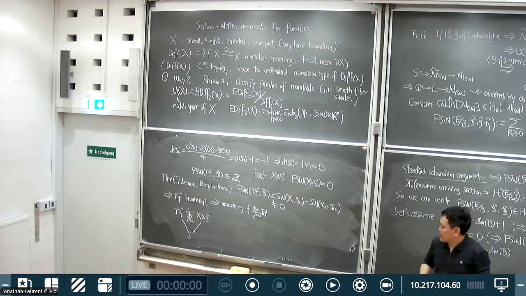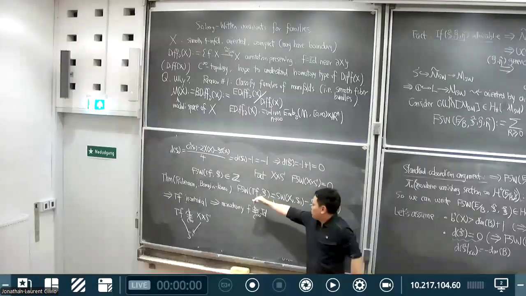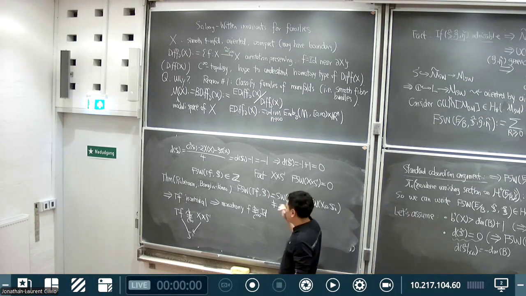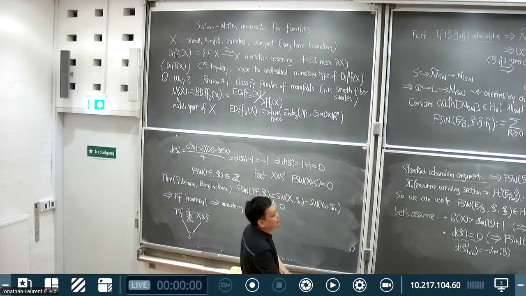This gluing theorem tells you that the family Seiberg-Witten can become the Seiberg-Witten invariant of the fiber. And so that is a sketch of the argument.